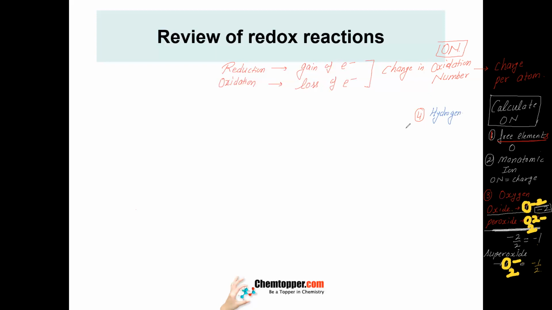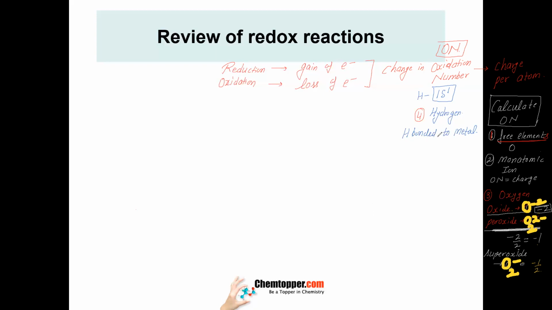So the rule says if hydrogen is bonded to metal, you have the periodic tables next to you, children. How many valence electrons does hydrogen have? How many electrons are there in the outermost shell? How many shells are there? One shell, one electron. It's the very first element. You remember hydrogen, 1s1. So how many electrons can it gain or lose? It can gain one electron and it can lose one electron.